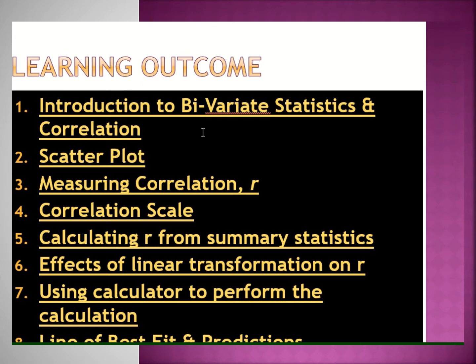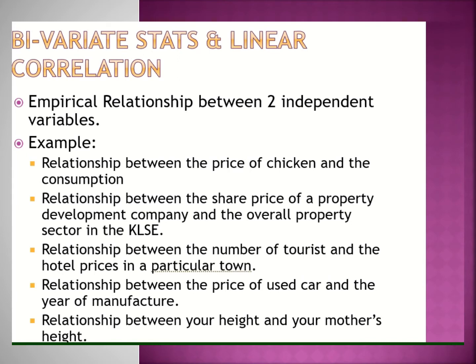Okay, so I'm going to introduce to you what is bivariate statistics and what is scatter plot and how to draw it. Scatter plot comes out all the time, so you must know how to draw it. What's bivariate statistics? Bi is 2, uni is 1. So you've been doing uni before this. Now this is bivariate statistics where you'll be dealing with two different sets of data, two independent variables. Like this, finding the relationship between price of chicken and the consumption, between the share price of a property and the development, between the number of tourists and the hotel prices, that sort of thing.